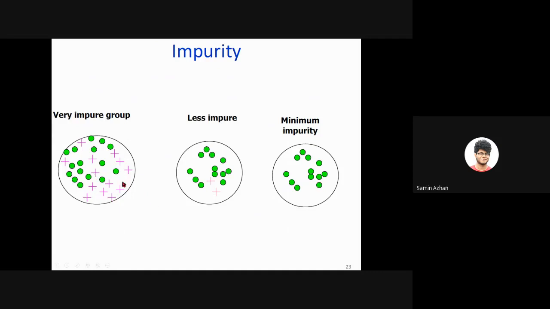Some more visual representation. This can be a very impure set. This is a less impure set, and this is minimum impurity because there's nothing else but one group of data. So it's very similar to all yeses or all nos, and in this case there can be multiple yeses, multiple nos, and so on.